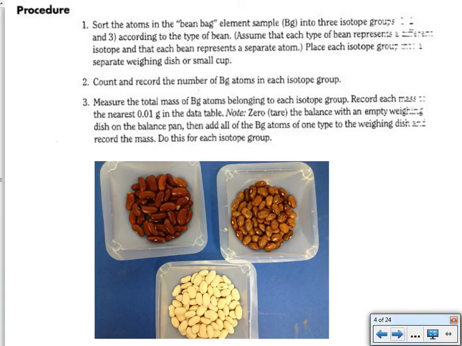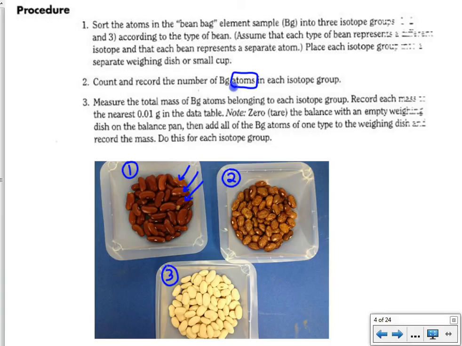You're going to count each of the 3 batches of beans, and you're going to record that number of beans, which we are going to represent as individual atoms. So each one of these beans represents a different atom of that particular isotope. You might want to say that the red kidney beans are isotope number 1, the pinto beans are number 2, and the navy beans are isotope 3. So you'll want to count how many atoms are in group 1, group 2, and group 3, and record it in your data table.